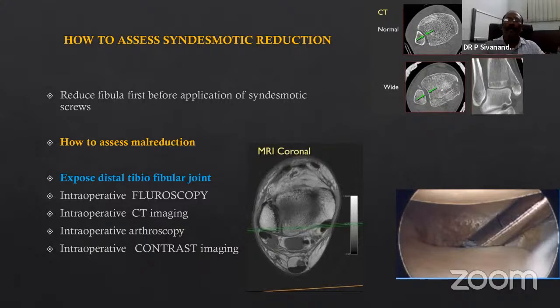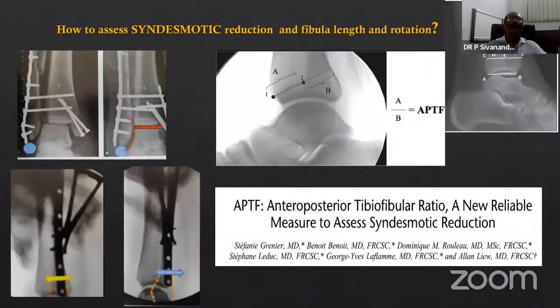So both the MRI and the arthroscopy are the gold standards, and the CT is most important in malunited fractures and acute fractures. Intraoperative fluoroscopy is for on-table decisions and preoperative evaluation. Then how do you assess this reduction?